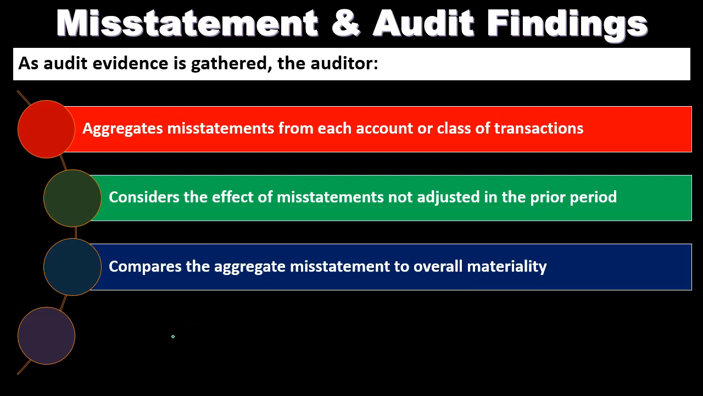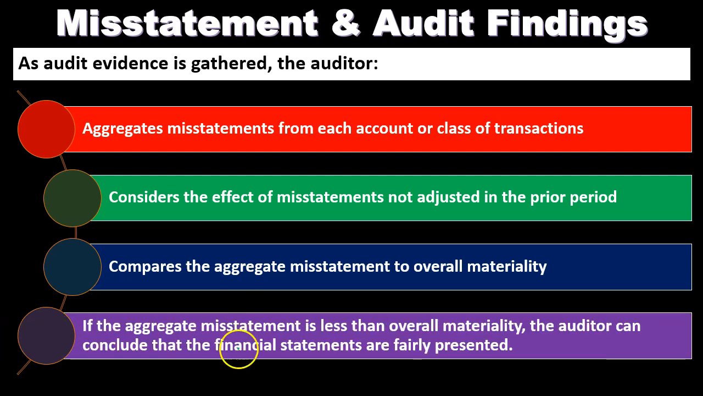We're going to compare the aggregate misstatement to the overall materiality. Then we're going to look at the aggregate, meaning combining together all the misstatements, comparing that to the overall materiality level we determined at the beginning of the process. If the aggregate misstatement is less than overall materiality, the auditor can conclude that the financial statements are fairly presented. So then we're going to add up the misstatements, and we're going to basically say, is this less than the materiality level? If it is, then we can say that the financial statements are presented free of material misstatement, obviously including some component of audit risk. And so that's going to be our process.